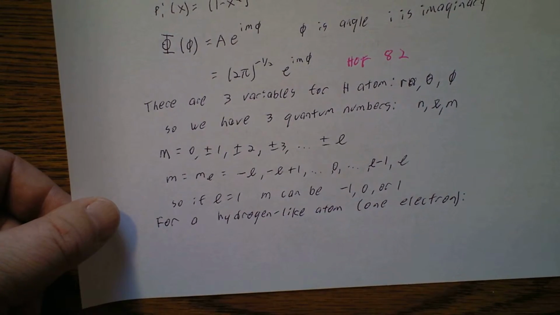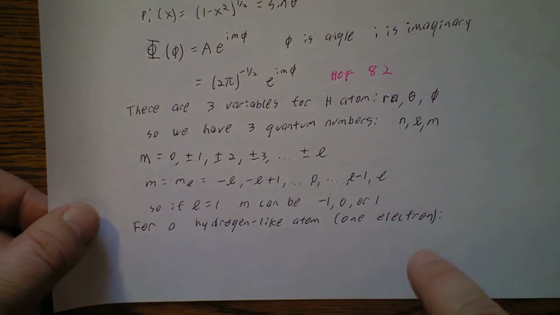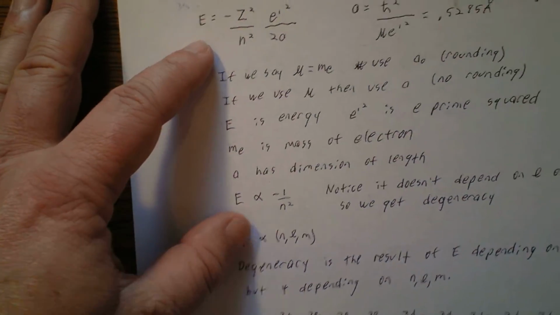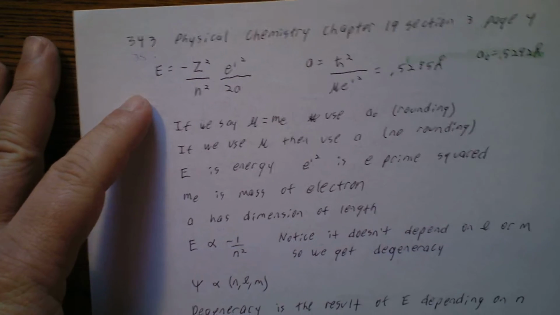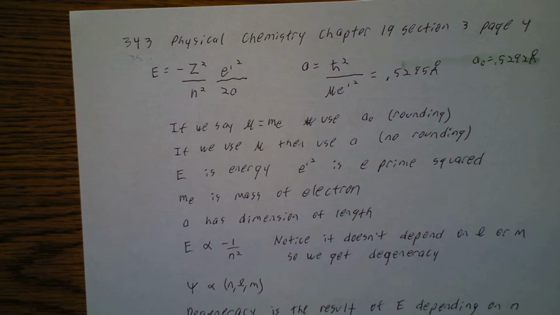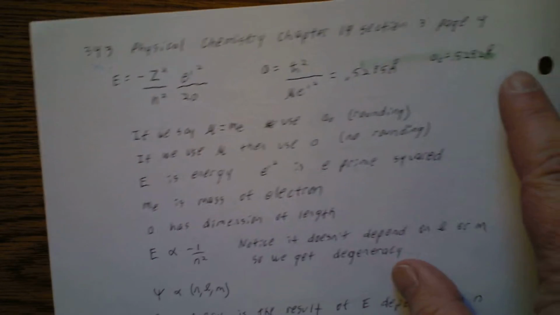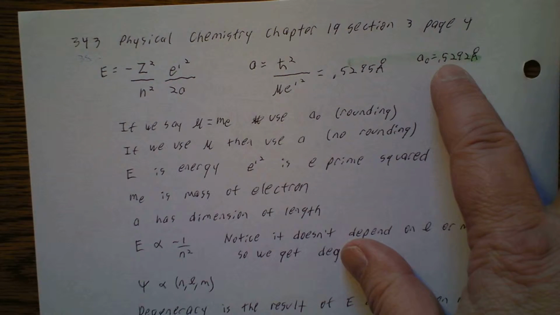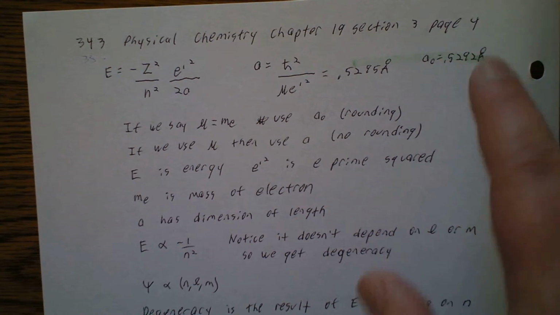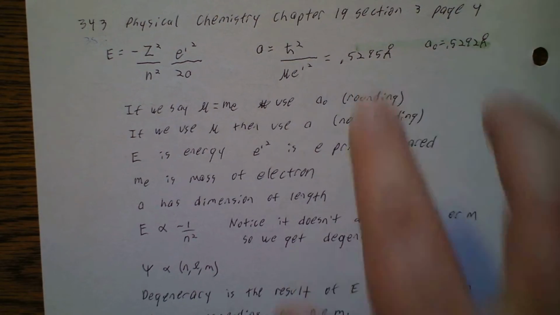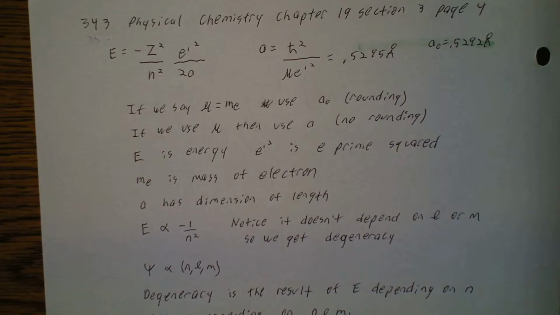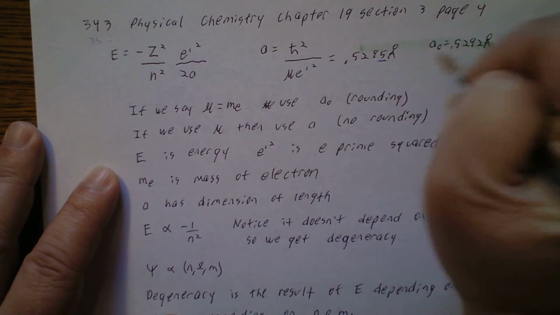Now for a hydrogen-like atom with only 1 electron, remember, we say that energy is equal to minus Z squared over n squared times e prime squared over 2a. And then a, of course, would be h bar squared over mu e prime squared, which would be 0.5295 angstroms. So we say a0 is equal to 0.5292 angstroms. Oops, is that supposed to be a 2 or a 5? I'm not sure why that came out there. I'm going to underline that, see if I can figure that out later.